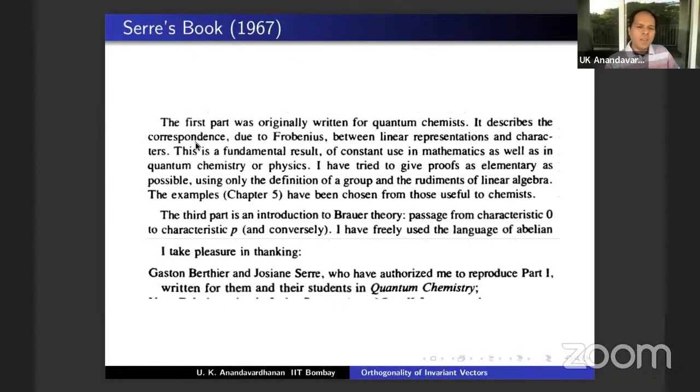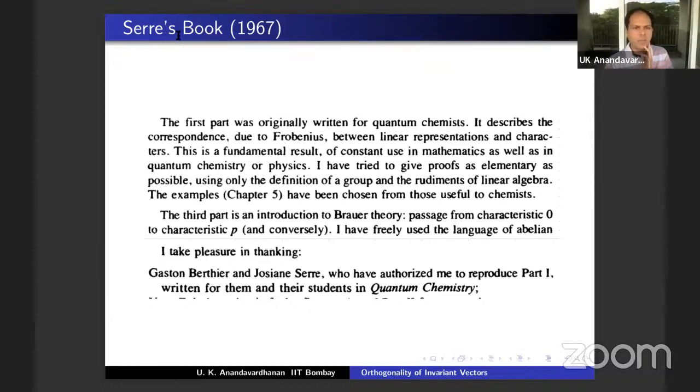And I will put 3 quotes. So the first paragraph is one quotation. This is from somewhere else, and this is from somewhere else. All from the introduction of this very famous book by J.P. Sayre, Jean-Pierre Sayre, titled Linear Representations of Finite Groups.